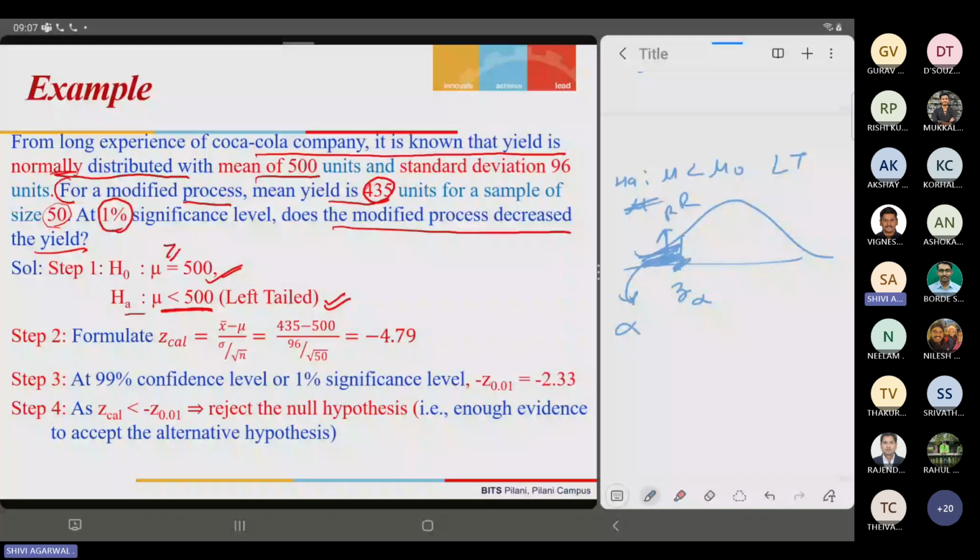Which slide are you on? Which slide is visible to you? Just give me 1 second.